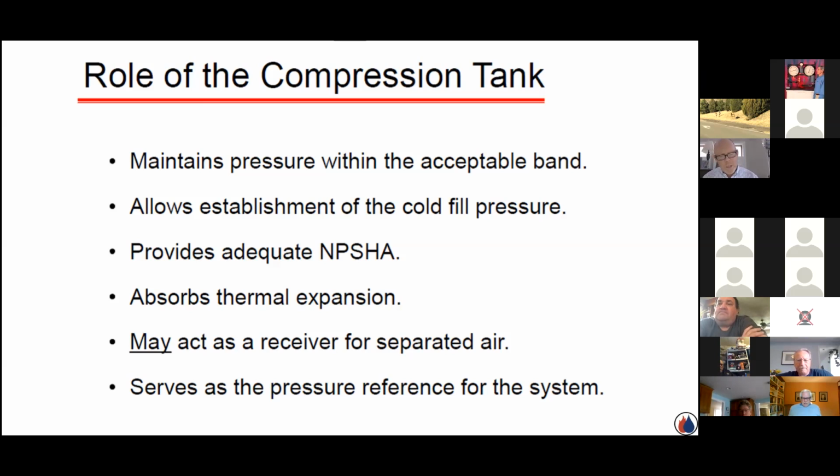But when the system cools down, the pressure reducing valve is going to sense a drop in pressure and it's going to replenish. And now you're bringing in cold water that has what? More oxygen that's going to eventually damage the system. The oxygen will attack the cast iron. Provides adequate NPSH. This is not the day for NPSH conversations, but it's very important, especially as you transition to a commercial application. You definitely do not want to damage those high capacity commercial pumps, and NPSH is part of that subject. And like we said, absorbs thermal expansion, may act as a receiver for separated air.